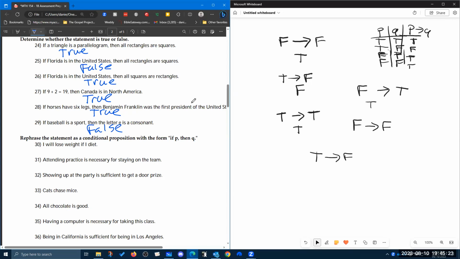Come back and talk about the connection between conditional statements and another way to write them in the form of if P then Q, if it's not written that way already.